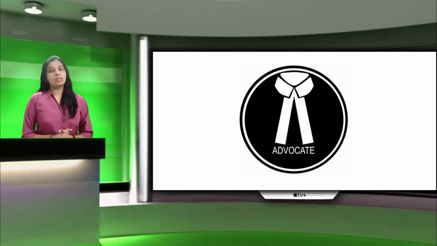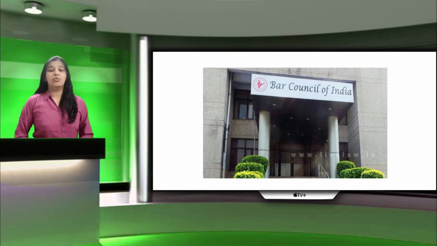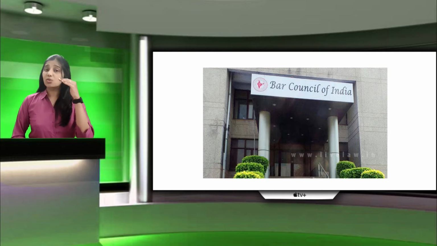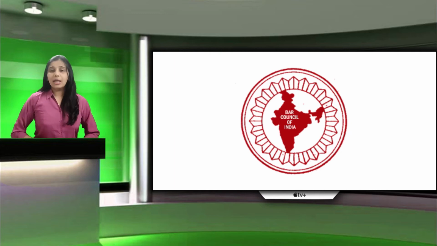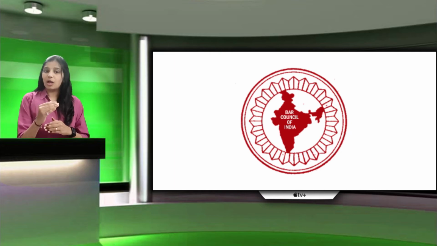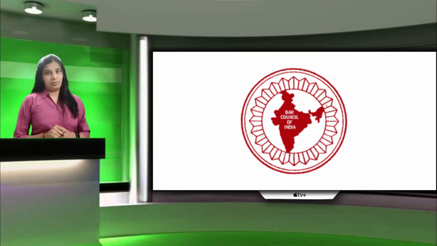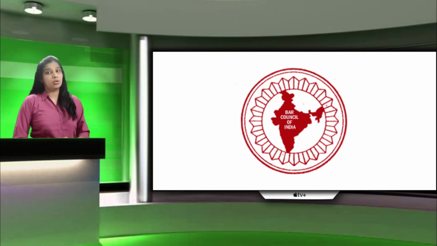The Advocates Act also established an All India Bar Council for the first time, with the Attorney General and the Solicitor General of India as ex officio members of the Bar Council. The All India Bar Council has one member elected to it by each state bar council, and it elects its own chairman and vice chairman. Remember, it elects its own chairman and vice chairman, the most important.